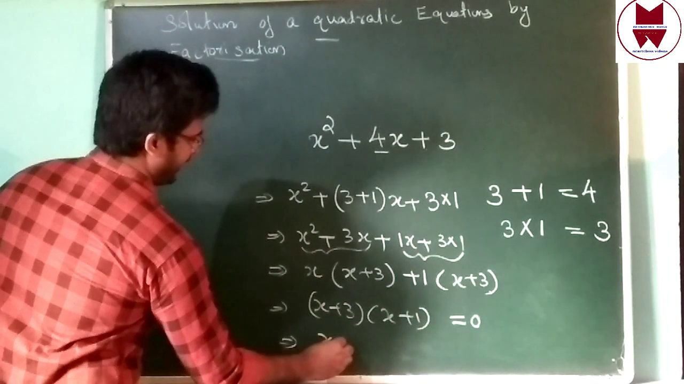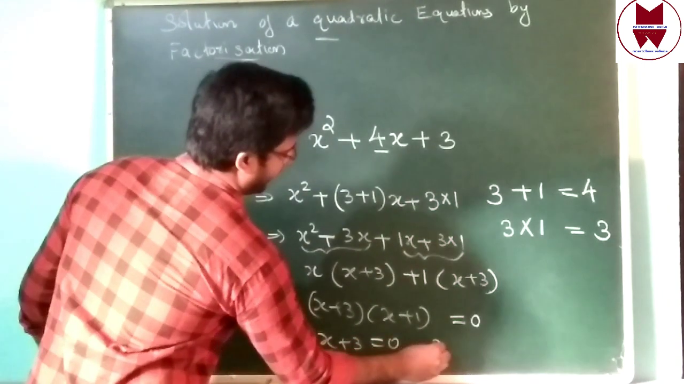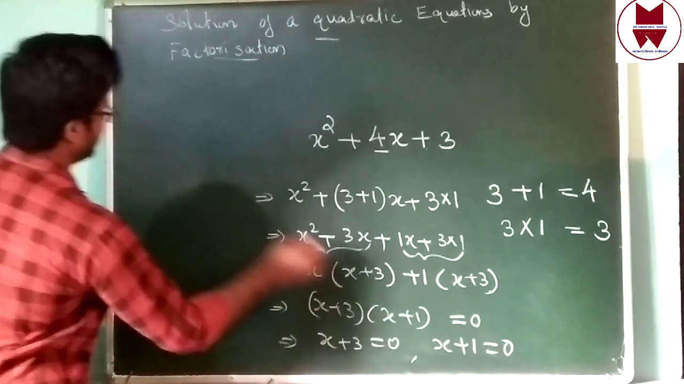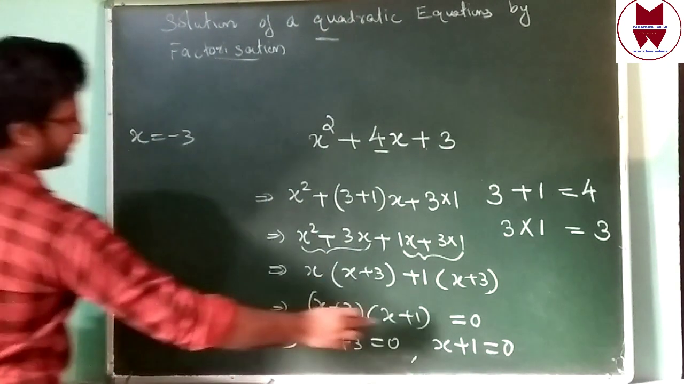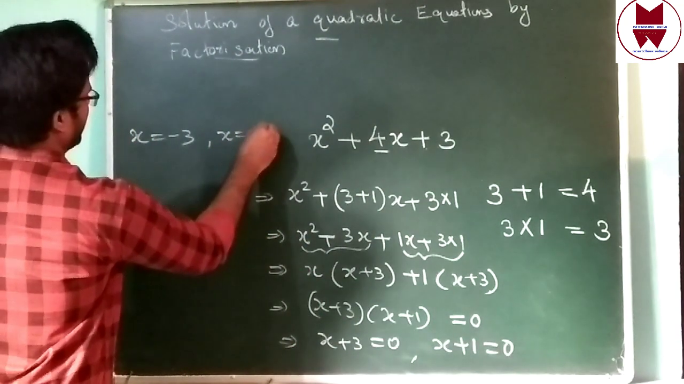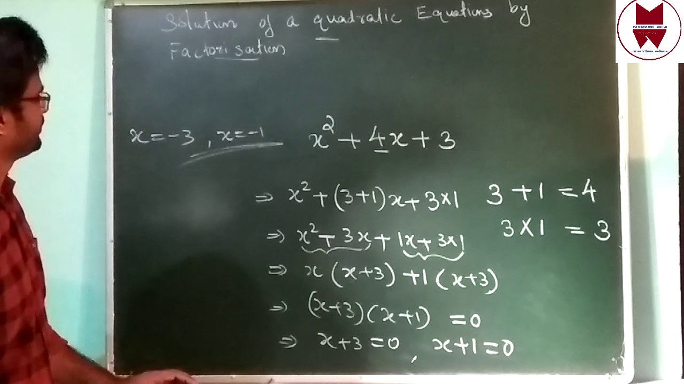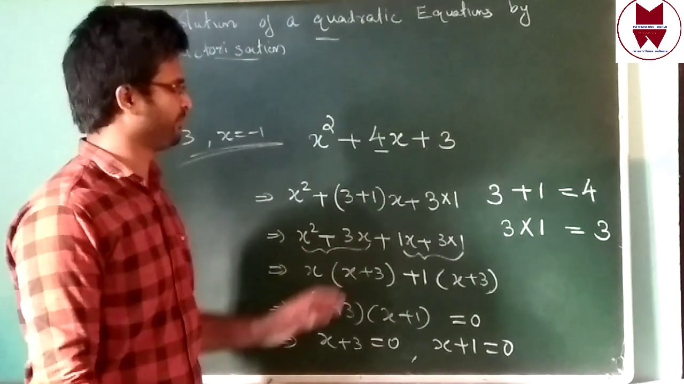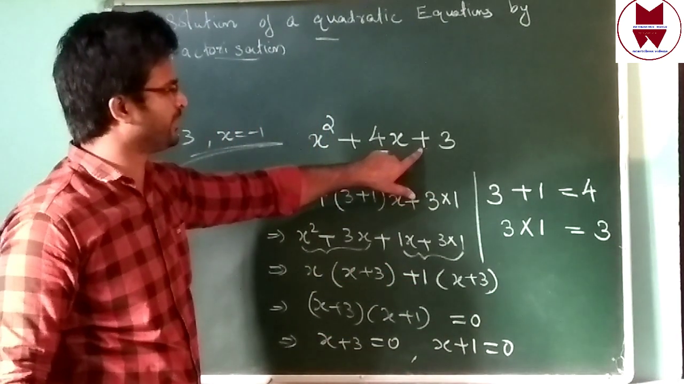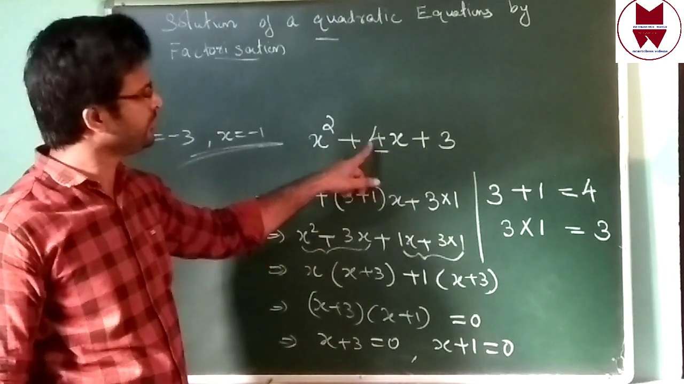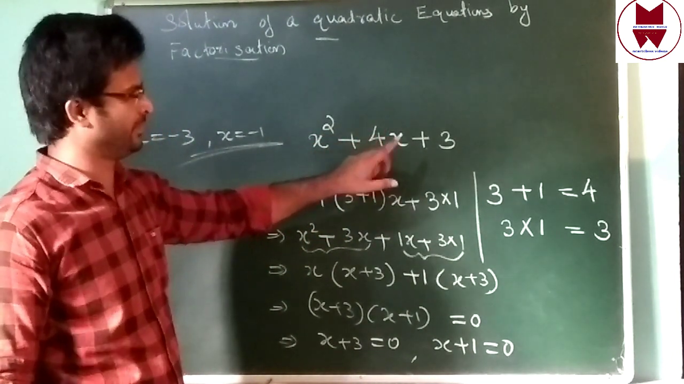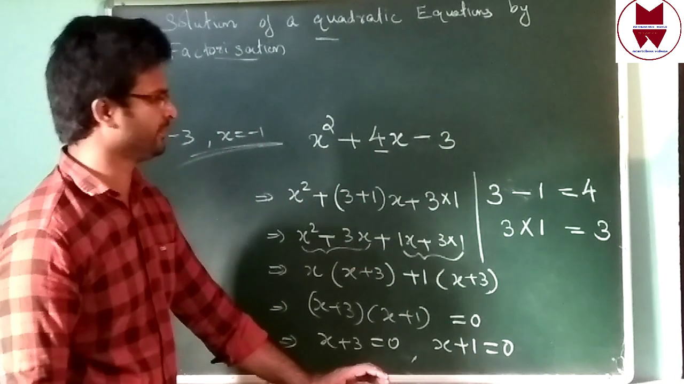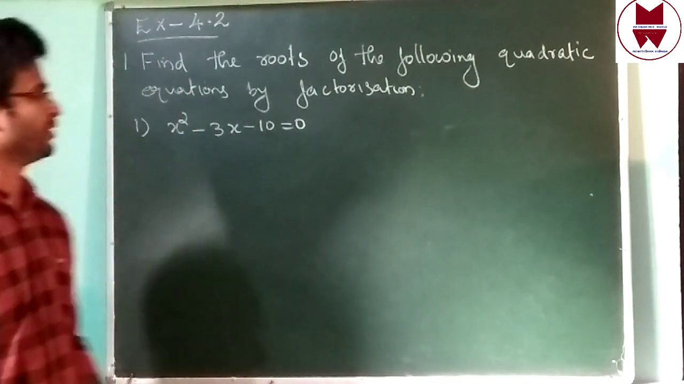If you solve x plus 3 equal to 0 and x plus 1 equal to 0, what will we get? This 3 we bring to the right side, x equal to minus 3. Then this 1 also we bring to the right side, and x equal to minus 1. Here we got two answers, minus 3 and minus 1. That is the solution of this quadratic equation. One thing to check: plus means we will use addition, and when you add two numbers, we need the coefficient of x. In case of minus, we will use subtraction. That's the main thing. Now we can start exercise 4.2.